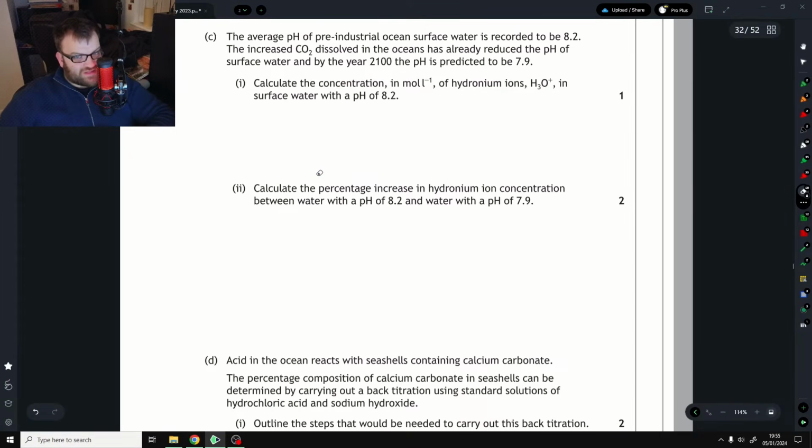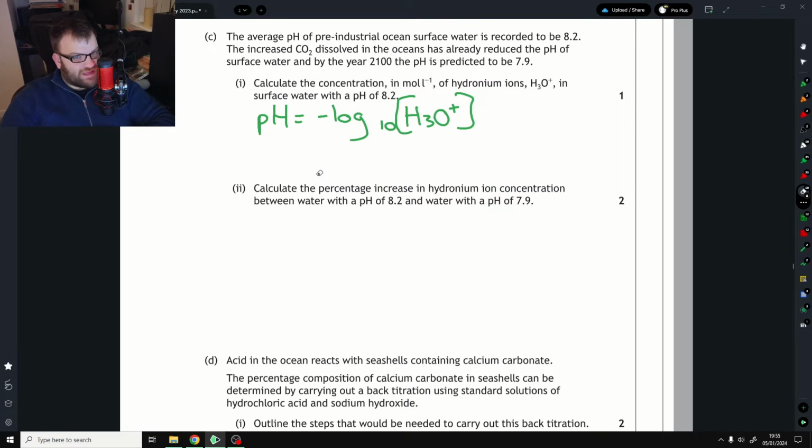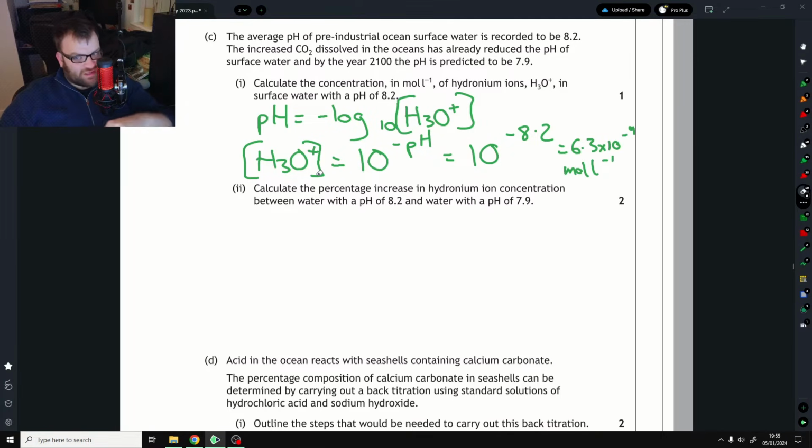And in this question, we're asked to calculate the concentration of hydronium ions given the pH, which is based off of pH equals minus log to the base 10 of the hydronium ion concentration. If we rearrange this, the concentration will equal 10 to the power of minus pH. That will be 10 to the power of minus 8.2. Calculator says that is 6.3 times 10 to the minus 9 moles per litre.